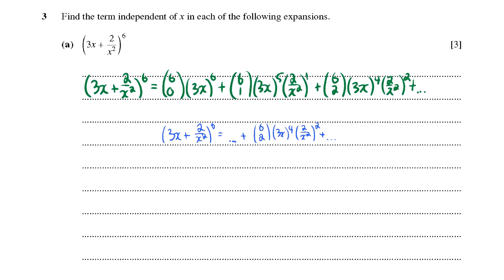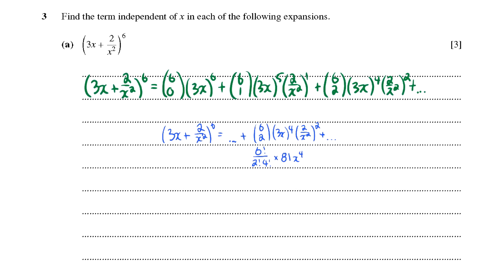All right, 6C2, you can use your calculator to work that out. If you don't have a calculator, you could draw Pascal's triangle, or you could use the definition of 6 factorial over 2 factorial 4 factorial, and work out what that is. We'll work that out. And then we have 3 to the power of 4, which is 81. 3 squared is 9, 9 nines are 81. And we have x to the 4. We don't need to write it, we may as well. x to the 4.